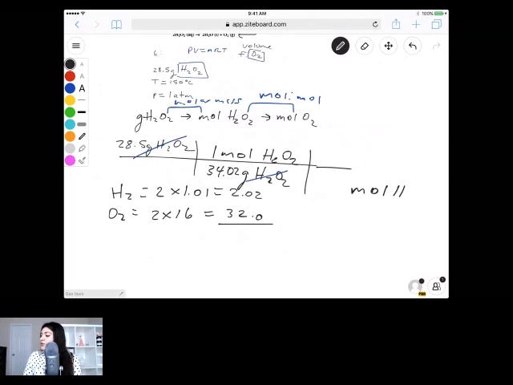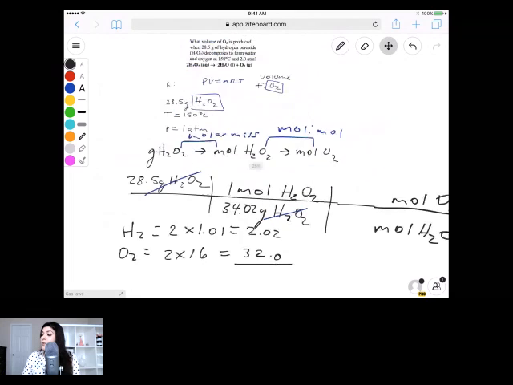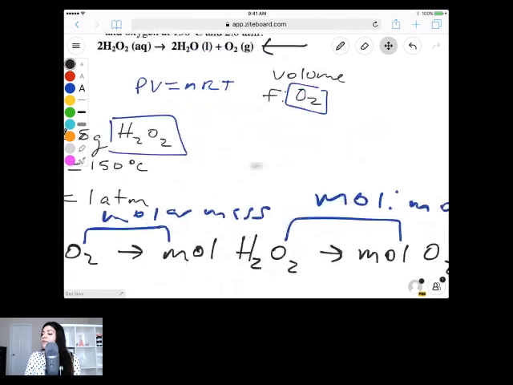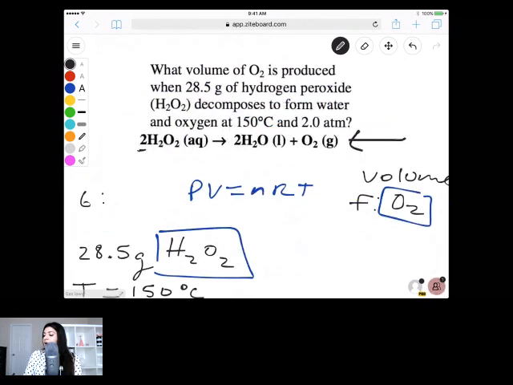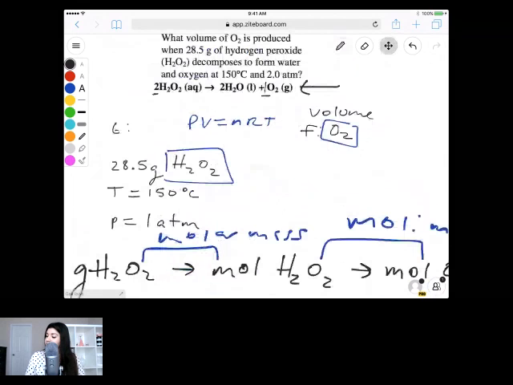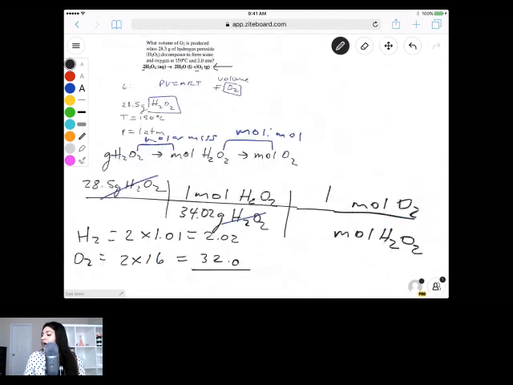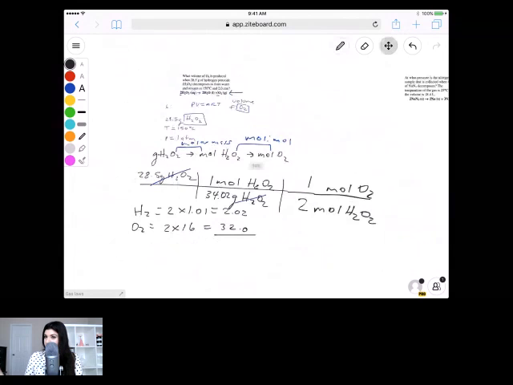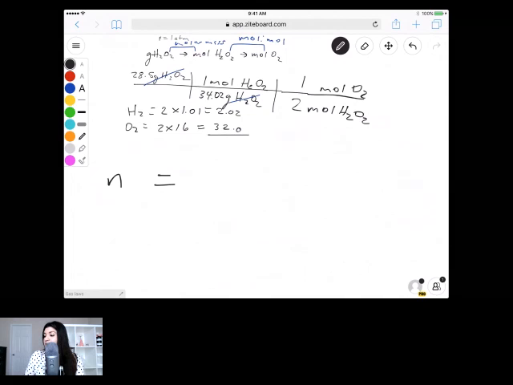So I'm going to place the moles of hydrogen peroxide across from each other so they can cancel, and moles of O2 on top. And let's go back to our balanced equation and see how many moles to moles we have. So we have 2 moles of hydrogen peroxide, and there's only 1 mole of O2. Let's multiply straight across and divide. So 28.5 divided by 2 times 34.02, and our moles of O2 is 0.4188 moles. Not done just yet.